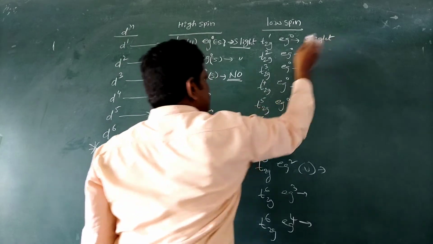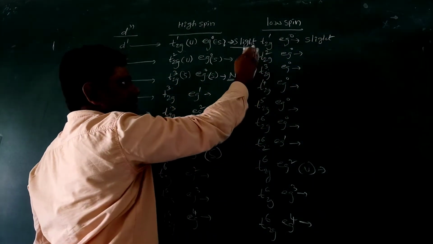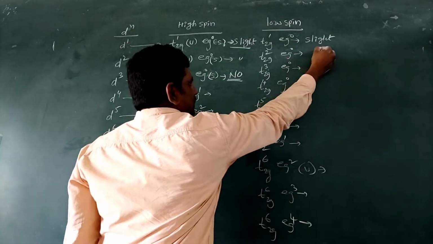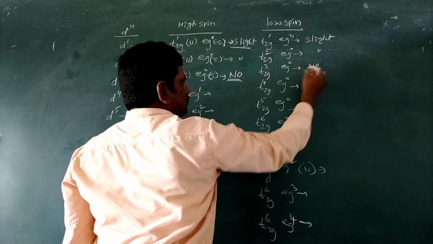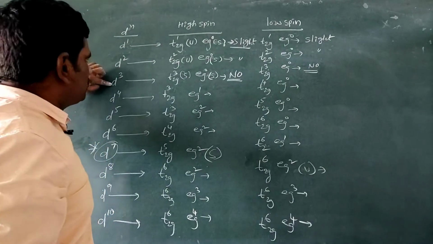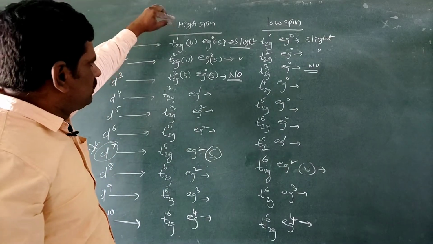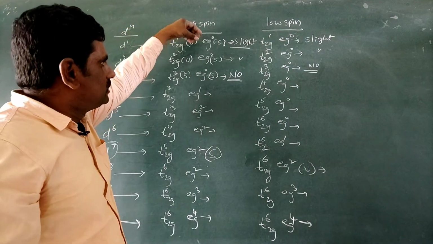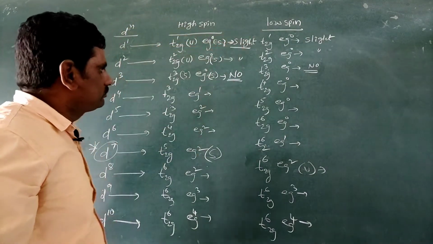Here slight distortion. Why? Because t2g1 is an unsymmetrical configuration, eg0 is a symmetrical configuration. Here also. So from d1 to d3, irrespective of the nature of the ligand or the nature of the complex, Jahn-Teller distortion is the same.